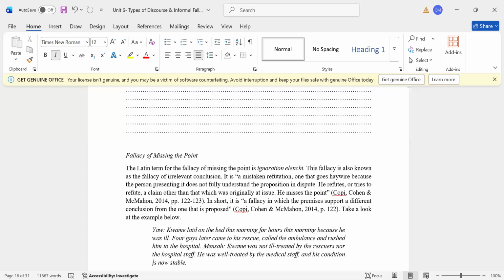Now, missing the point is when somebody completely goes off on a tangent because you don't understand the issues. When you completely go off on a tangent because you don't understand the issues that are involved, you miss the point.